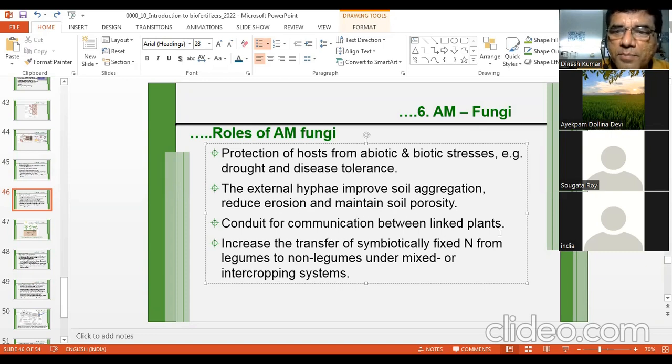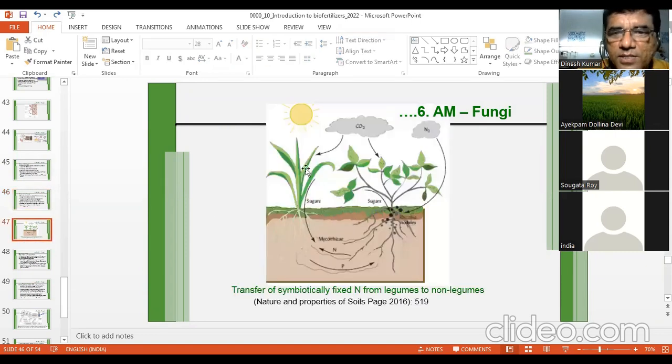They are a conduit for communication between linked plants. So two plants can exchange their nutrients with each other, particularly nitrogen. This is the way nutrients can be transferred between two plants. Suppose this is a legume plant and this is a non-legume plant. Nitrogen can be transferred to the non-legume plant. This was published in Nature magazine, so it cannot be wrong. You can check it. The bridge is made by mycorrhiza, through which the exchange takes place.